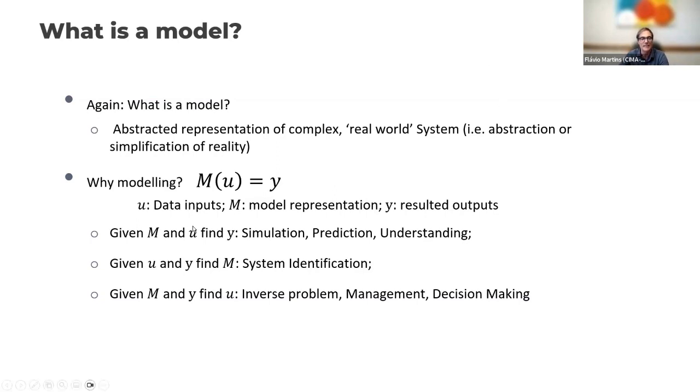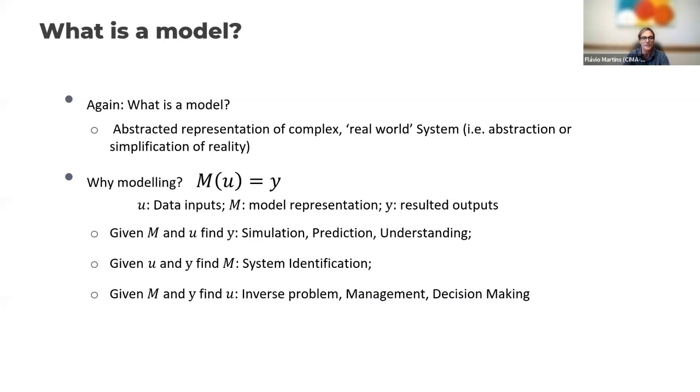So, to explain those three activities, we can use this kind of formulation, which is a very generic formulation. It says that if we have data inputs that we call U, and we have an operator, which is the model, that picks these inputs and applies some methods or some operations to the inputs and transforms them into outputs. Okay, so this is a modeling activity.